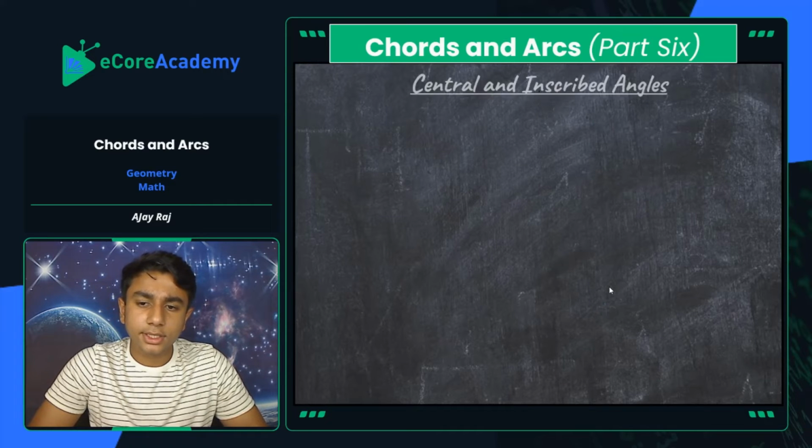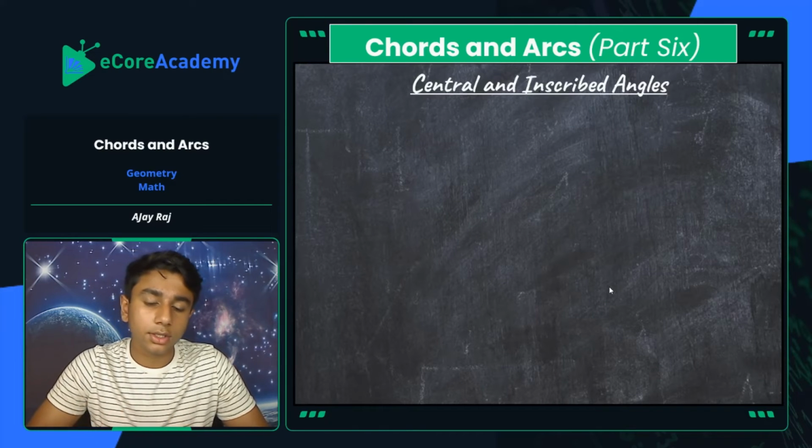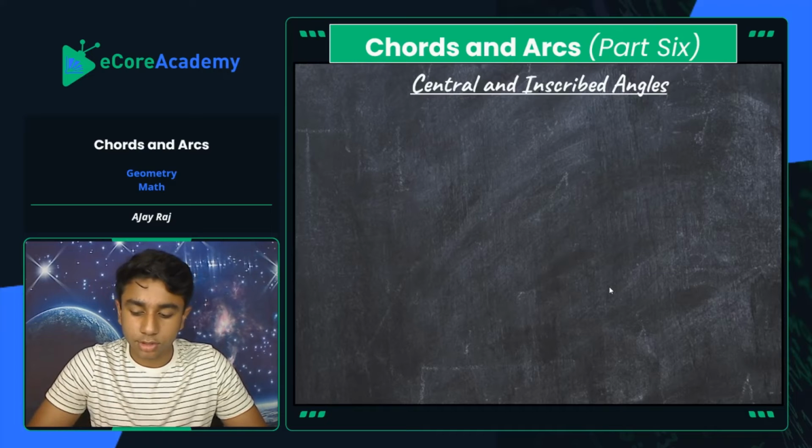Chords and arcs part 6. Let's look at central and inscribed angles. Let's look at what I mean by central angles and how they correlate with chords and arcs, and also how they correlate with circles in general.